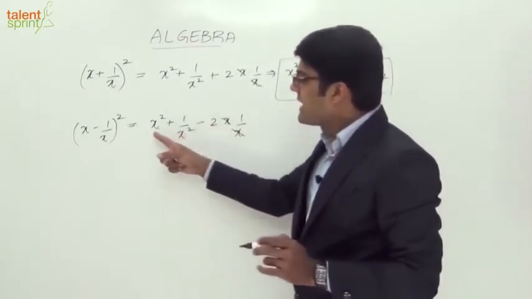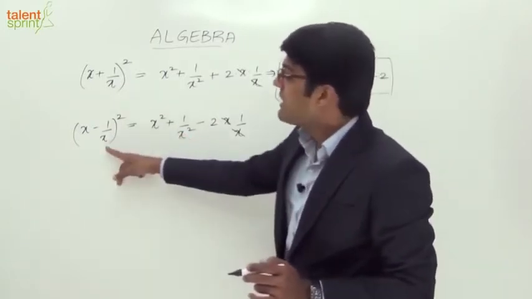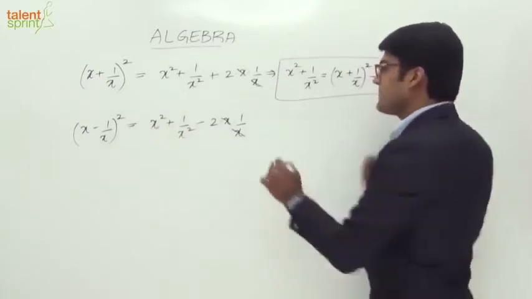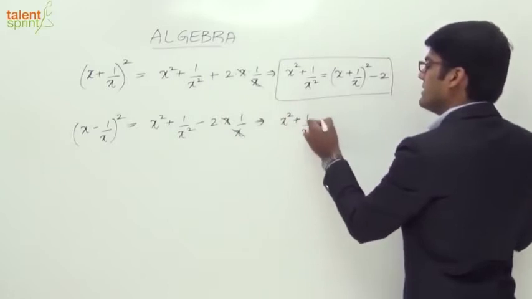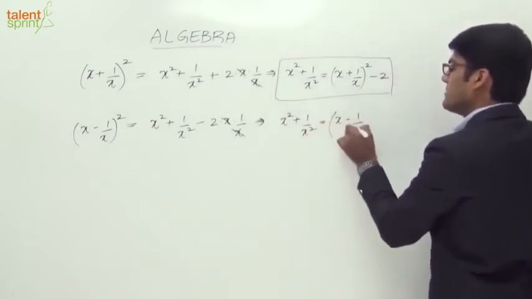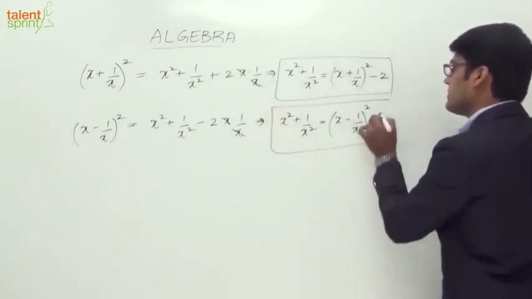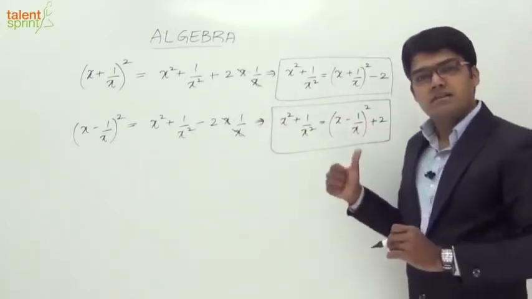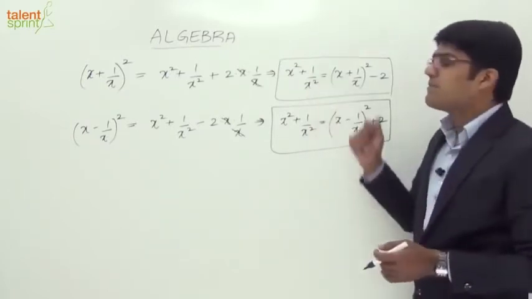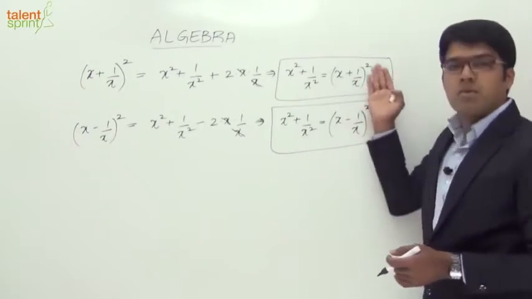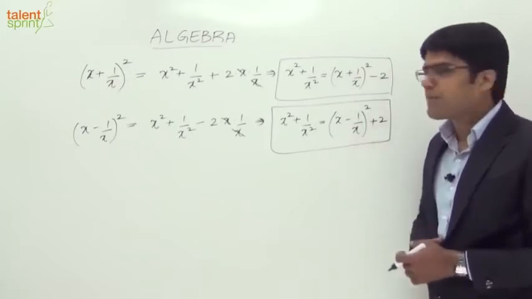Now we can conclude that x squared plus 1 by x squared can also be taken as x minus 1 by x whole square plus 2, right? So we can say x squared plus 1 by x squared is also equal to x minus 1 by x whole squared plus 2. So this is another property or result which can come handy while answering some of the questions. So x squared plus 1 by x squared is equal to x plus 1 by x whole square minus 2, or x minus 1 by x whole square plus 2.